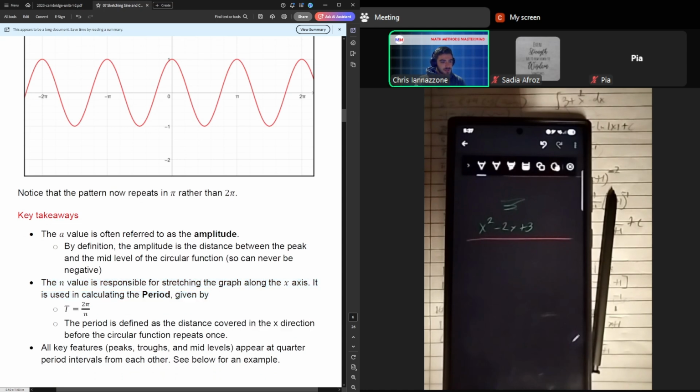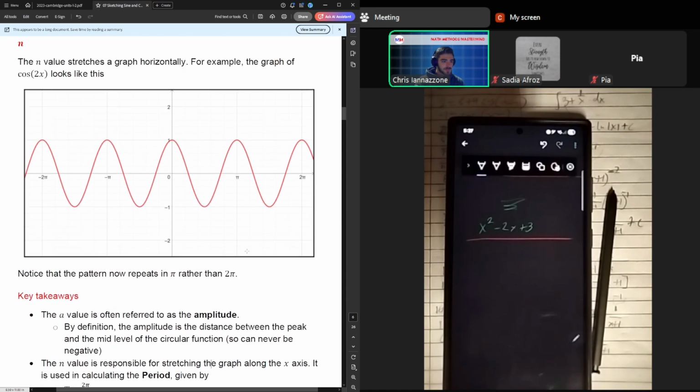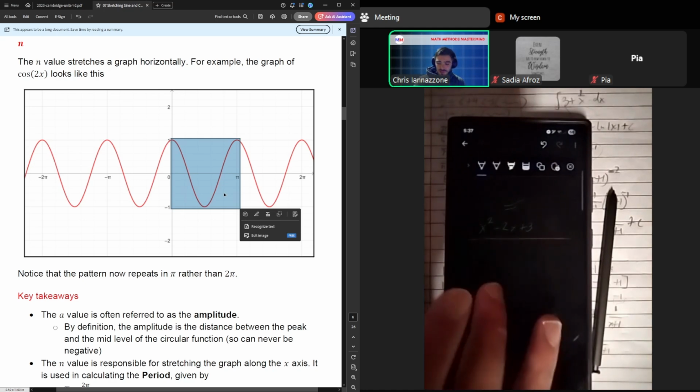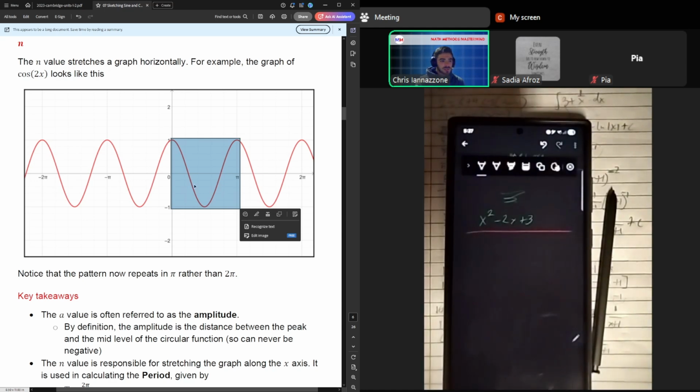As I said, the n value is responsible for stretching horizontally. More specifically, it can be used in calculating the period of the circular function, which by definition is the distance covered in the x direction before the circular function repeats once. So we saw that before, right? That's how long it took to repeat the pattern from 0 to pi. You don't always have to necessarily start at 0. That's why it had a more specific definition.